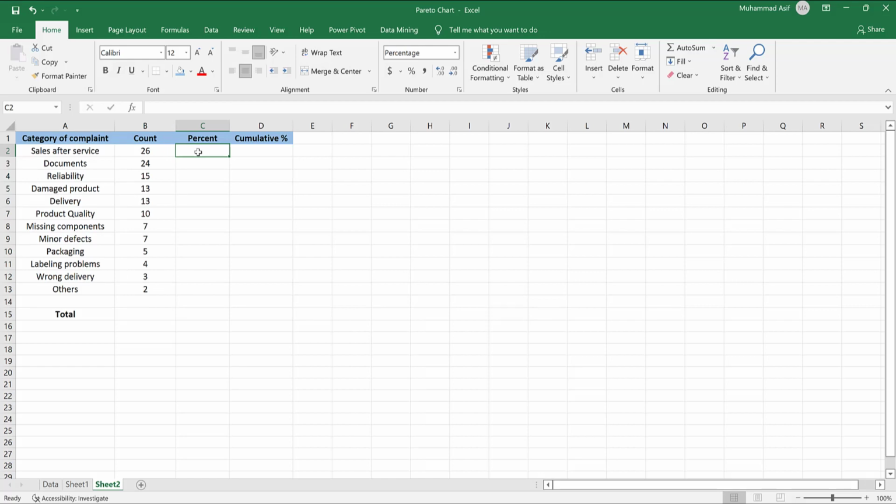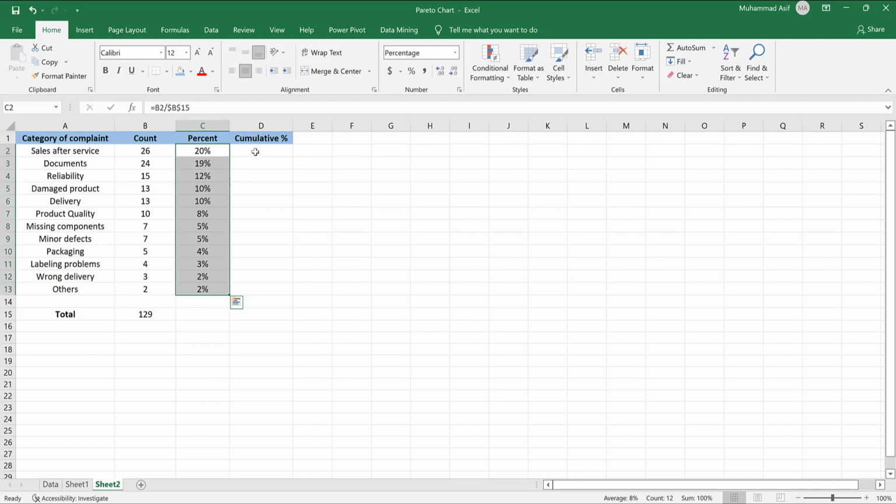We will calculate percent, and we also need to calculate total, that's sum, and percentage will be this one divided by total, locked. 20%.